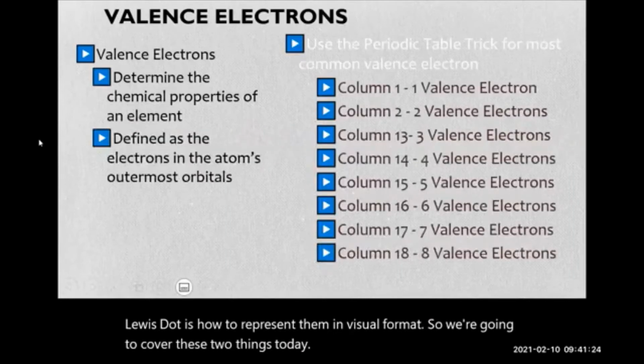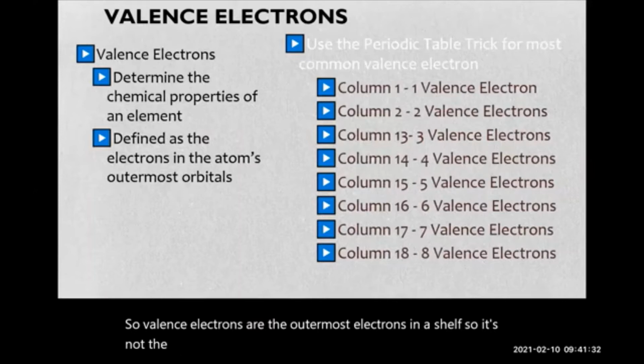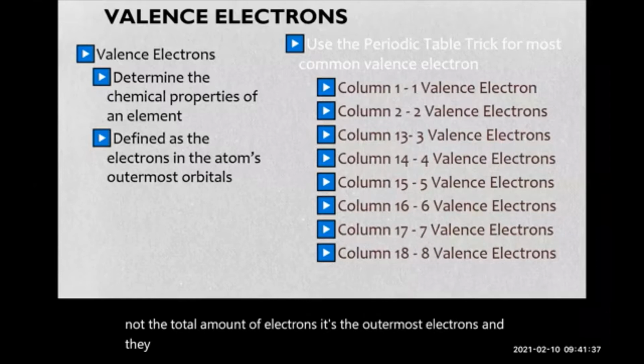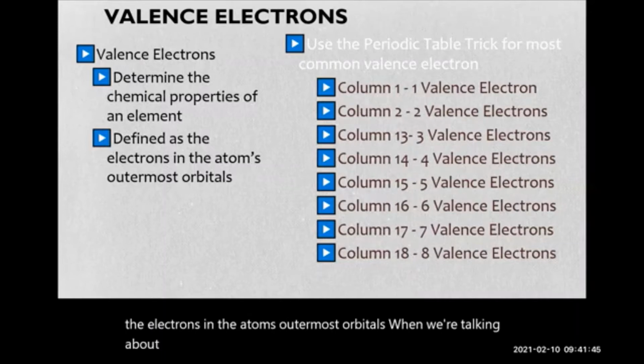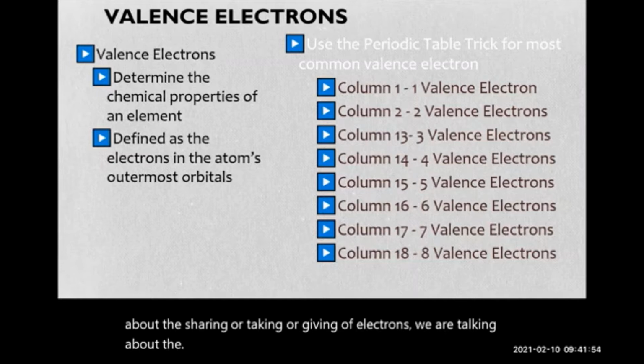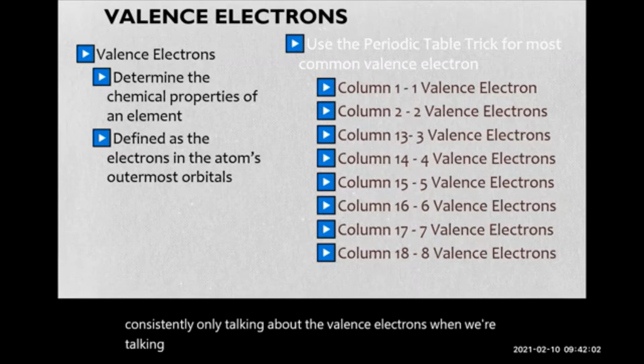So valence electrons are the outermost electrons in a shell. It's not the total amount of electrons, it's the outermost electrons, and they determine the chemical and physical properties. They're defined as the electrons in the atom's outermost orbitals. When we are talking about the sharing or taking or giving of electrons, we are talking about the valence electrons. We are not talking about all the electrons. We are consistently only talking about the valence electrons when we're talking about taking, sharing, giving.